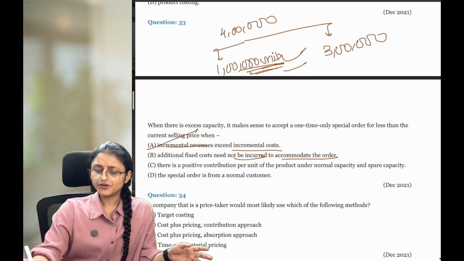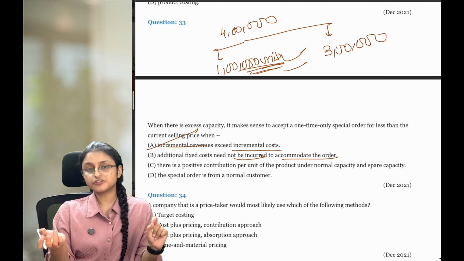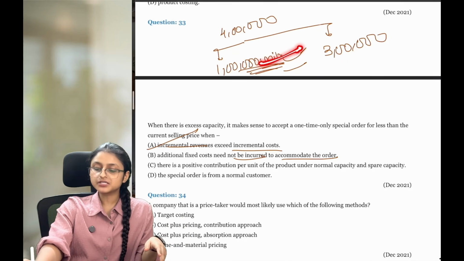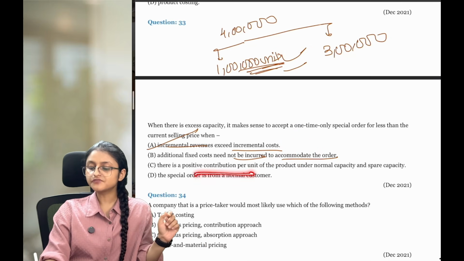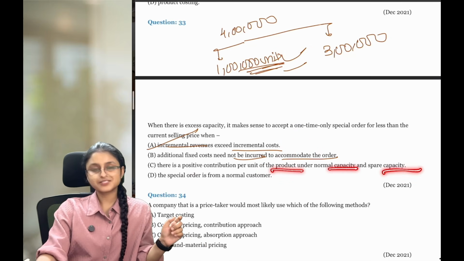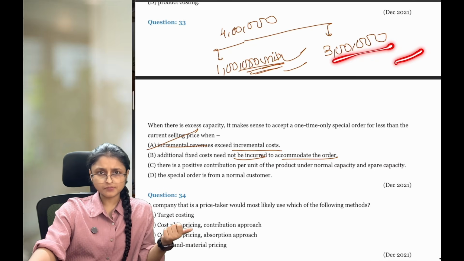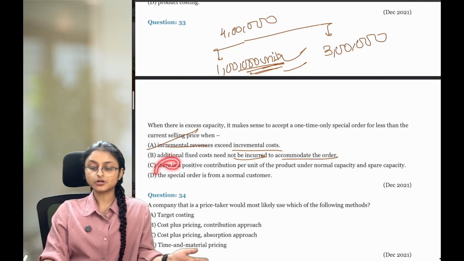Answer is no. If for this order additional fixed cost is incurred, but even after incurring additional fixed cost, I'm able to earn higher revenue here as compared to whatever cost I'm incurring, I'm going to prefer this one. So this is not correct. There is a positive contribution per unit of the product under normal and spare capacity. So whether positive contribution is there or not in normal capacity is not going to impact my spare capacity specifically. Hence, this is not correct either.